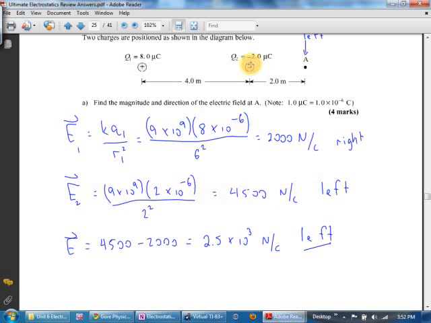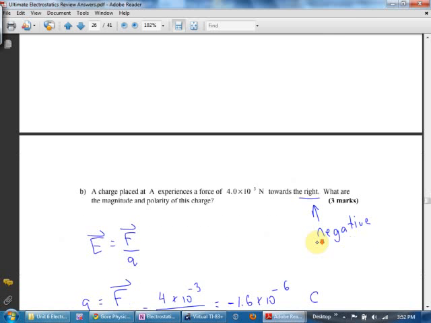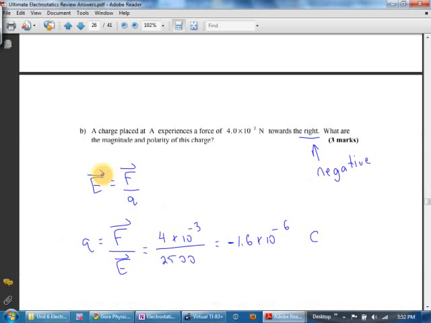That means which way would a positive want to move? To the left. Which way would a negative want to move? So if in part B they tell me it experiences a force to the right, I already know it's negative. Then to find the polarity, I said, well, electric field is force on a charge, force divided by the charge. So the charge is going to be the force divided by the electric field.